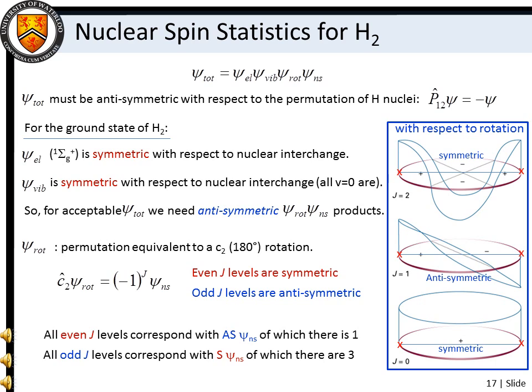Owing to the Pauli exclusion principle, nuclear spin statistics are an important consideration for any rotational motion that exchanges indistinguishable particles. Here we have demonstrated this for a simple homonuclear diatomic molecule, but similar effects are observed for polyatomic species like water, where 2 identical hydrogen atoms can be exchanged by rotation, or ammonia, where 3 identical hydrogen atoms can be exchanged.